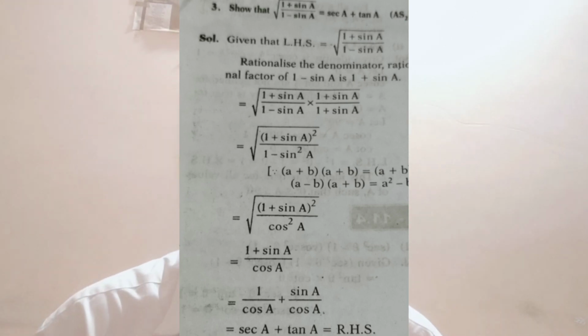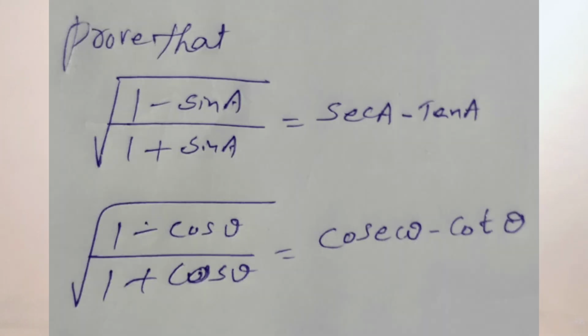Already just now we started this type of sum: under root of 1 plus cos theta by 1 minus cos theta is equal to cosecant theta plus cot theta. So by doing these two sums we can create some other questions also. For example, under root of 1 minus sin a by 1 plus sin a is equal to secant a minus tan a, and here also under root of 1 minus cos theta by 1 plus cos theta is equal to cosec theta minus cot theta. So like this we can create sums for practice purposes.